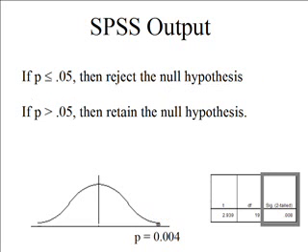Well, do we reject the null hypothesis or do we retain it? If the probability is less than 0.05, we get to reject it. And in this case, our probability is 0.004, which is certainly less than our alpha level of 0.05. So yes, we're going to be able to reject the null hypothesis.